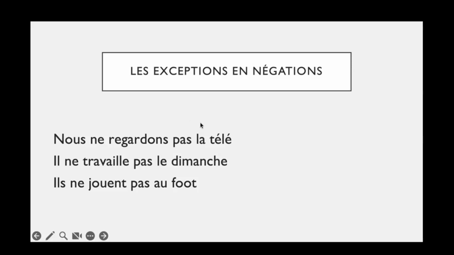Nous ne regardons pas la télé. Remember what we do? We put ne and pas before and after the conjugated verb. So, we do not watch the television. Il ne travaille pas le dimanche. He doesn't work on Sunday. In French, we don't say on Sunday, we say the Sunday, le dimanche, and that would automatically mean on Sunday, on Monday, or on any other day. The last sentence was, il ne joue pas au foot. They do not play football.